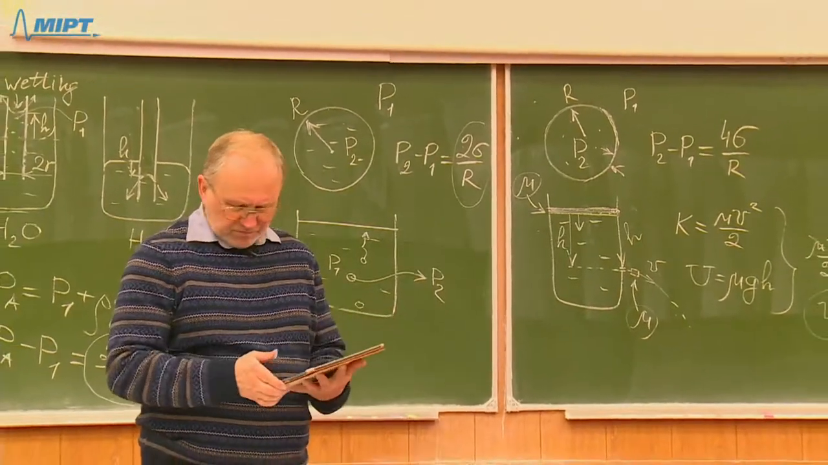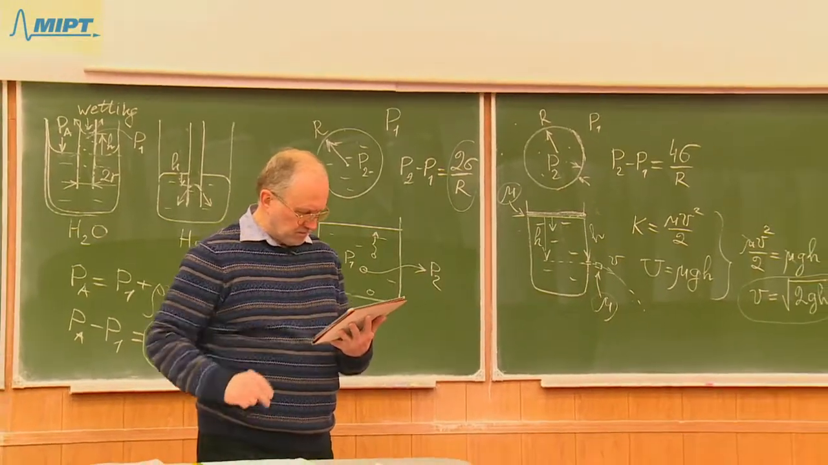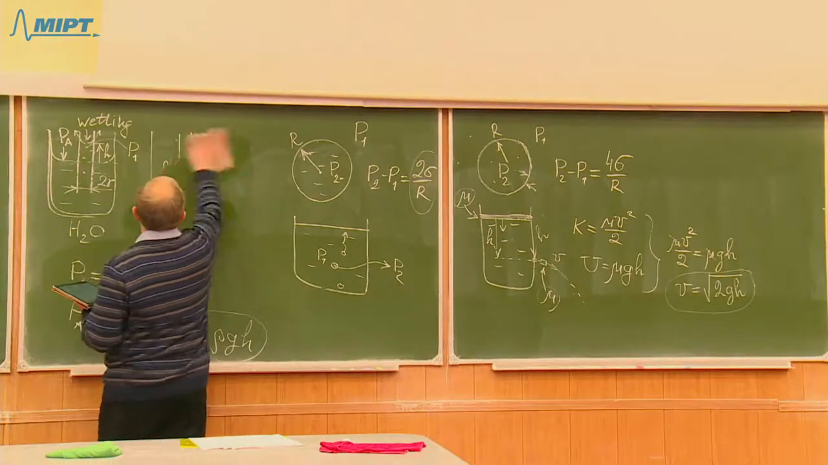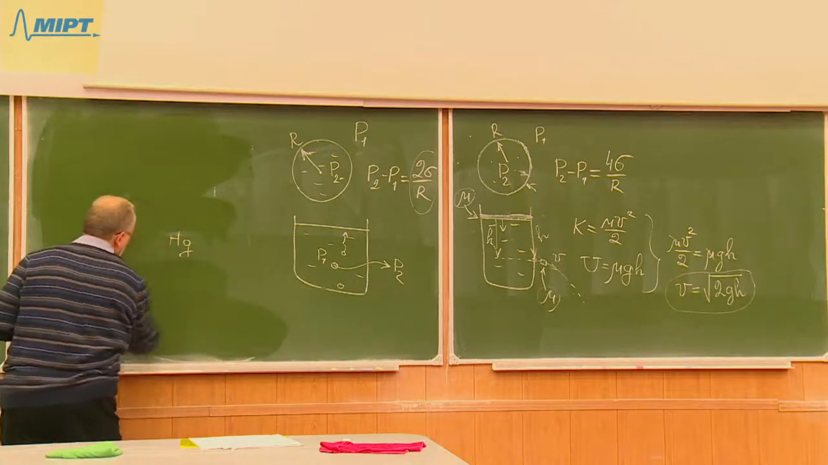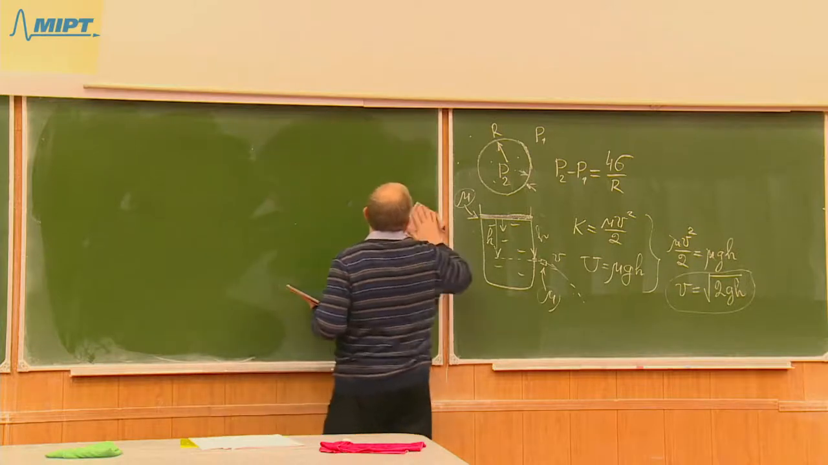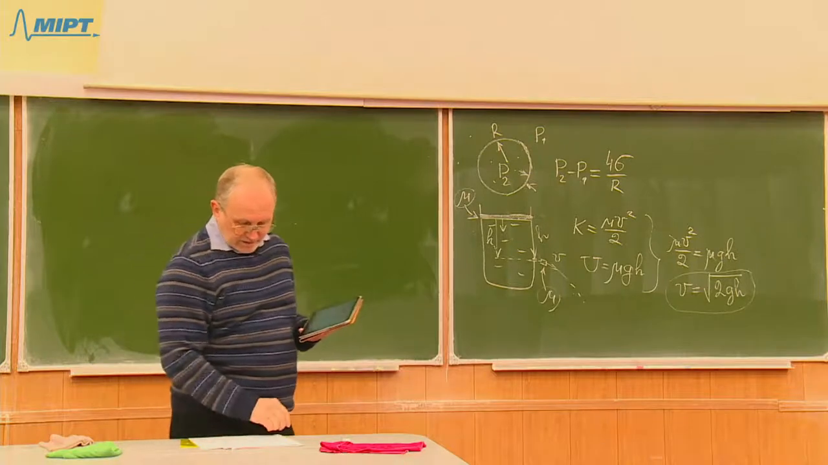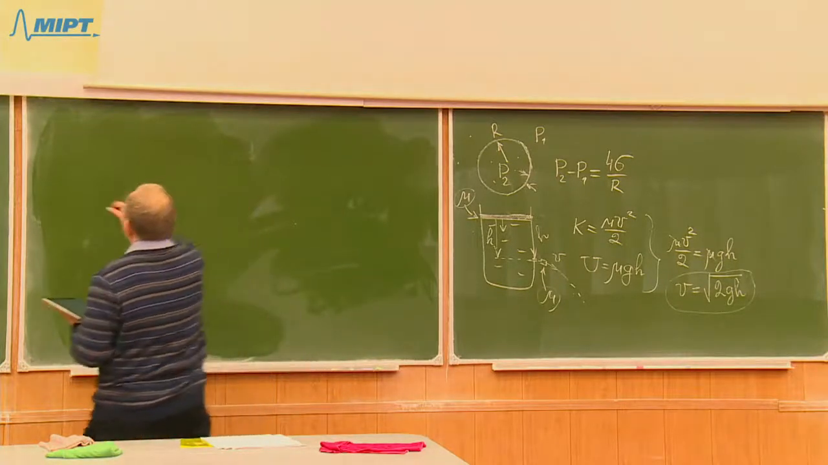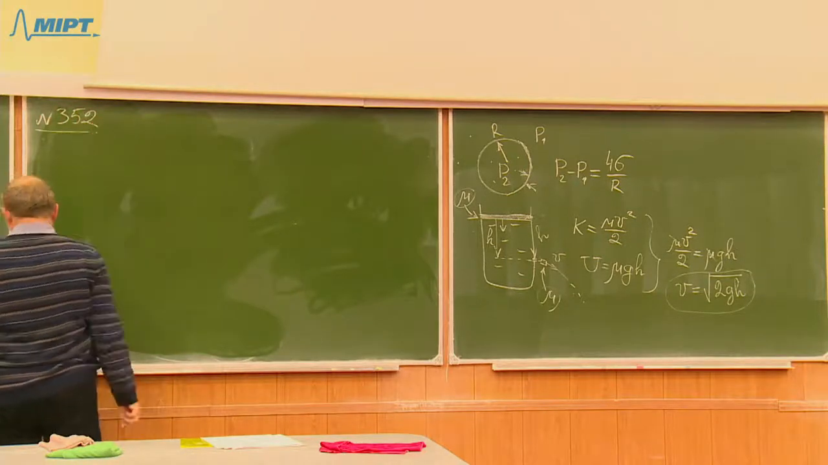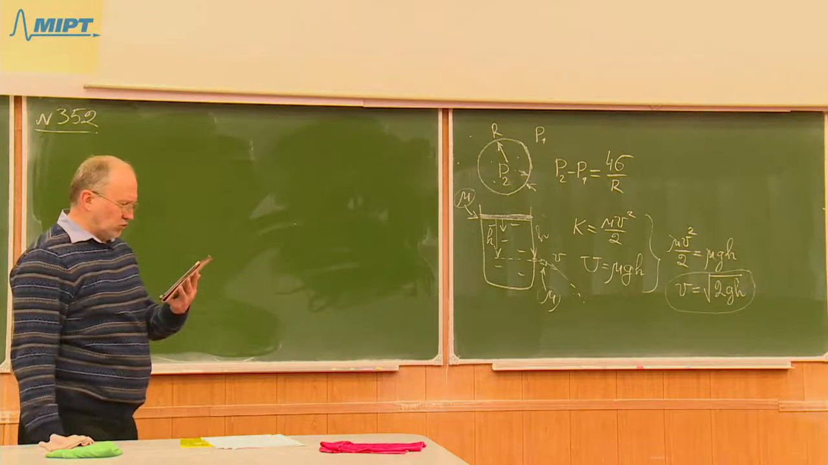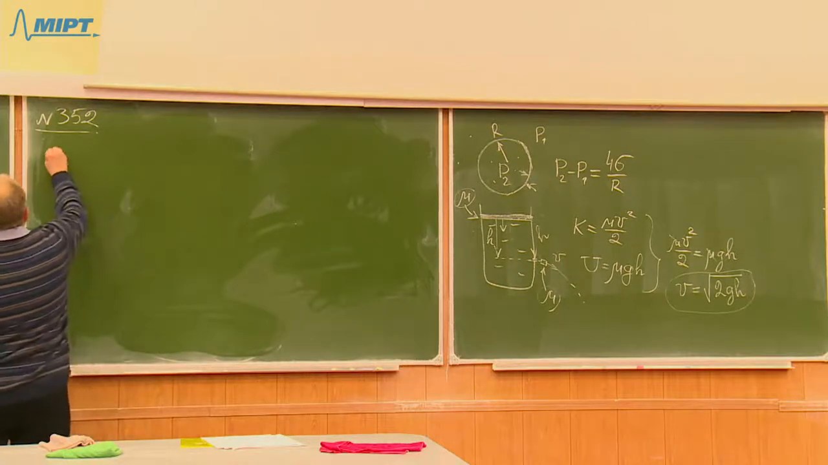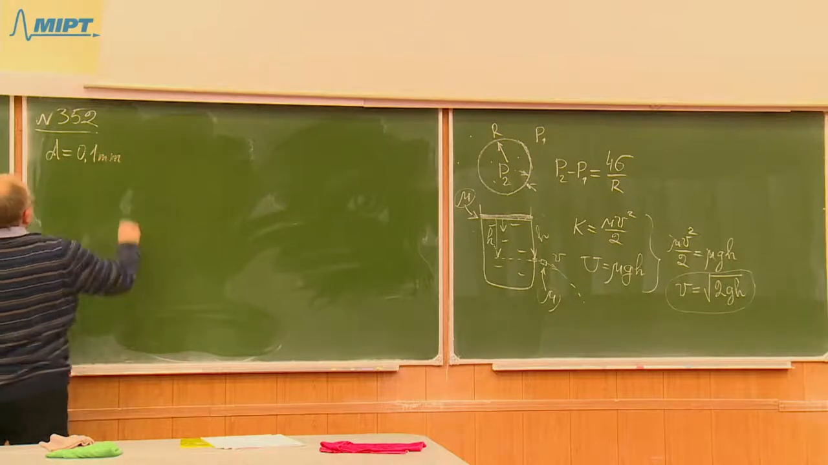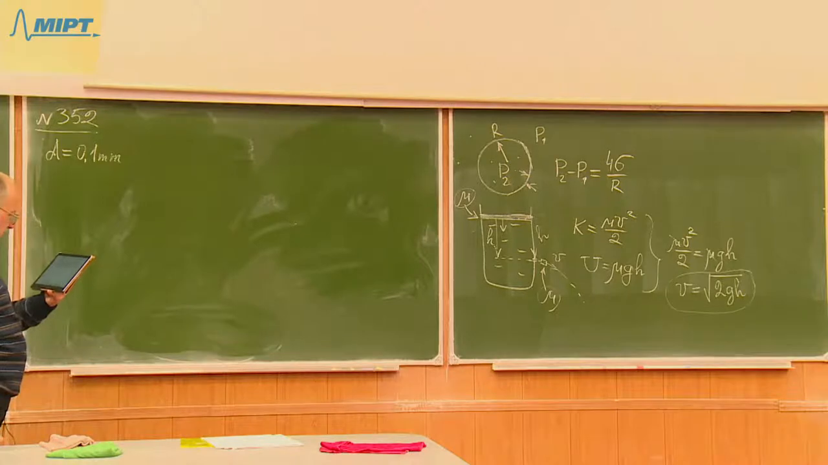Problem number 352. Problem 352. It says, a vessel whose bottom has round holes of a given diameter d equal to 0.1 millimeter is filled with water. Find the maximum height of the water level h at which the water does not flow out. The water does not wet the bottom of the vessel.